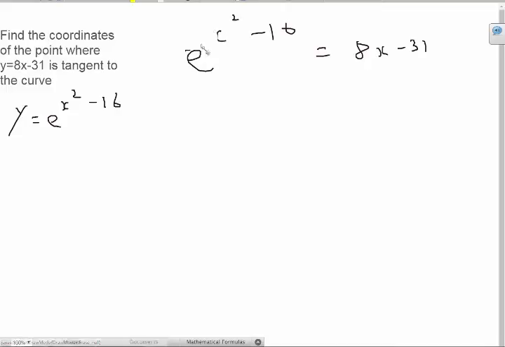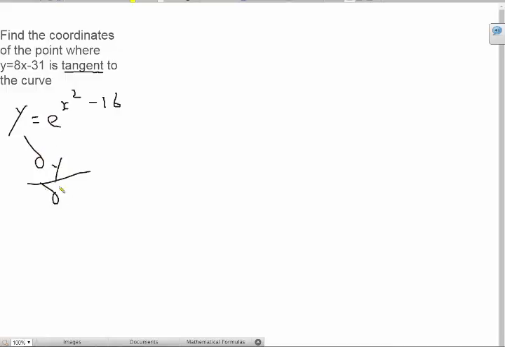Anyway, what we're instead going to do, the question states that we have to find the point where y equals 8x minus 31 is tangent to the curve, right? So if it's tangent, we know that the rate of change of this curve is equal to the rate of change of this line, right? So let's find the derivative of this curve. So we have dy by dx equals 2x times e raised to x squared minus 16. And as for this line, we have simply 8. So we have dy by dx equals 8.